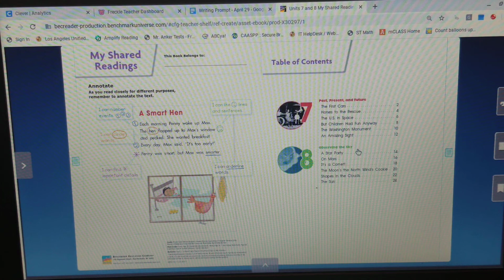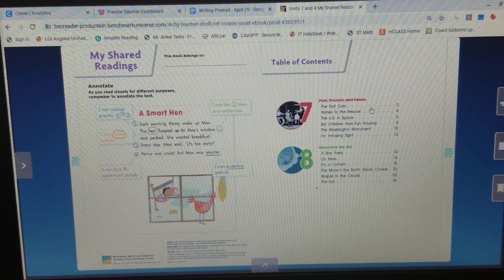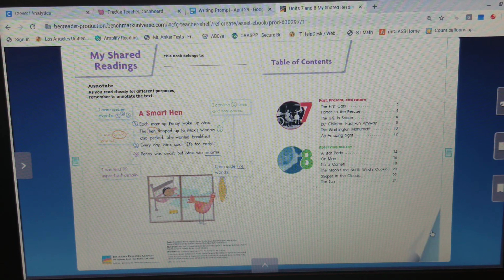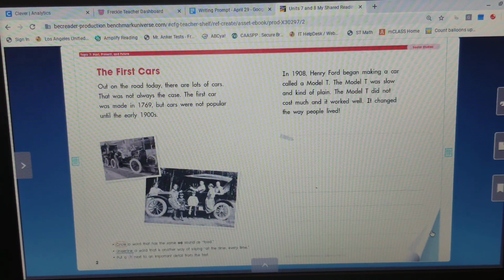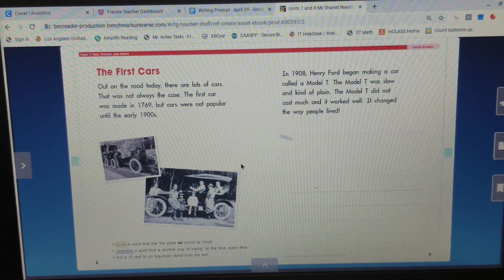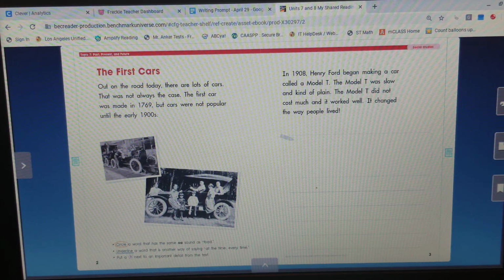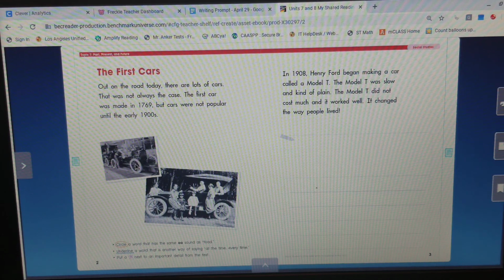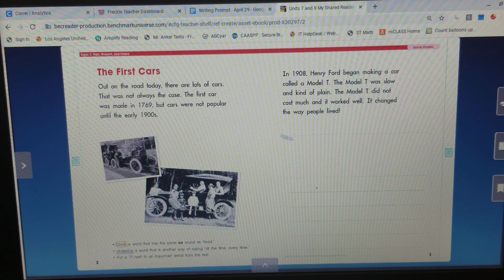We are still in our Unit 7, Past, present, and future. And we're talking about why studying the past is important. We read the story about the first cars, and I hope you took time to take a look at those pictures because those pictures are interesting. It's interesting to see how cars looked 200 years ago or even 100 years ago.